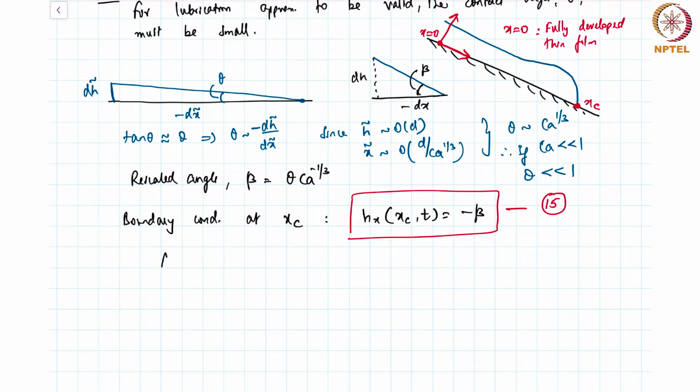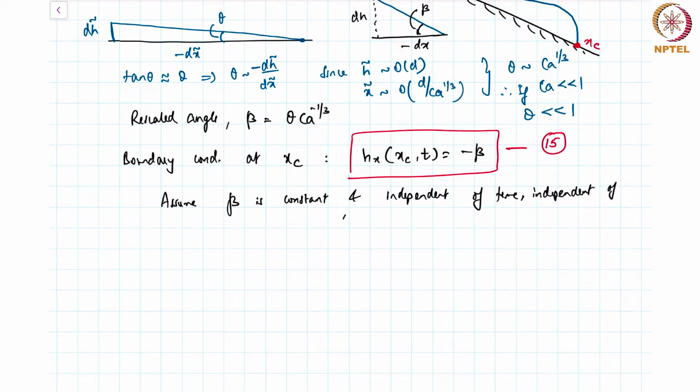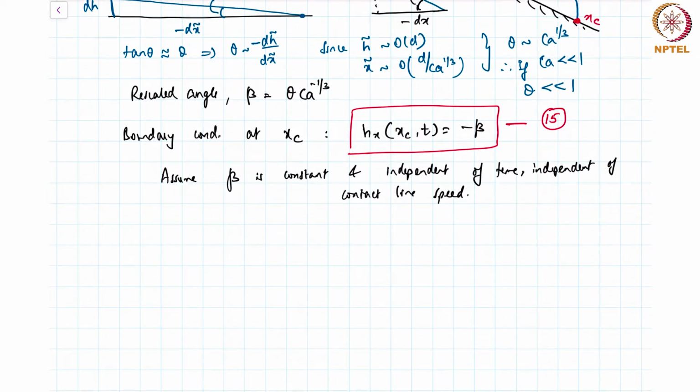Now we will also assume that beta is constant and independent of time. We also will say it is independent of contact line speed. We will see later that this is not true. The contact angle does depend on the speed. We saw some hints when we looked at the problem of contact angle hysteresis. But we will return to this when we look at the relationship between the angle and the velocity in the next lecture.